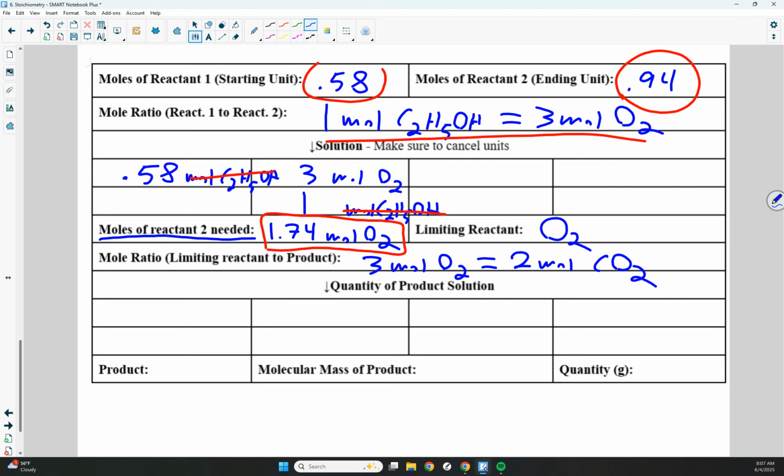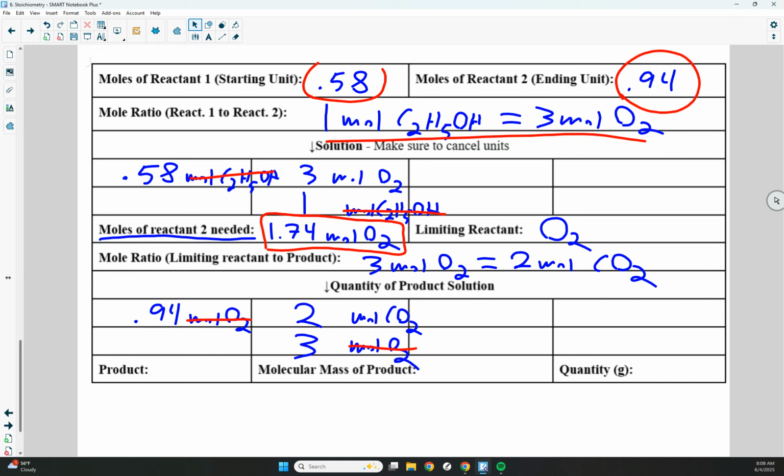So again, we know that the amount of oxygen is our limiting factor, so I'm going to put the amount we have right here as my starting unit, 0.94 moles of O2. And I'm going to start by multiplying by my mole ratio. And of course, I want moles of O2 on the bottom because I'm trying to cancel that out. And we're converting into moles of CO2. So my ratio again is 3 moles of O2 for every 2 moles of CO2. So this allows me to cancel out moles of O2.